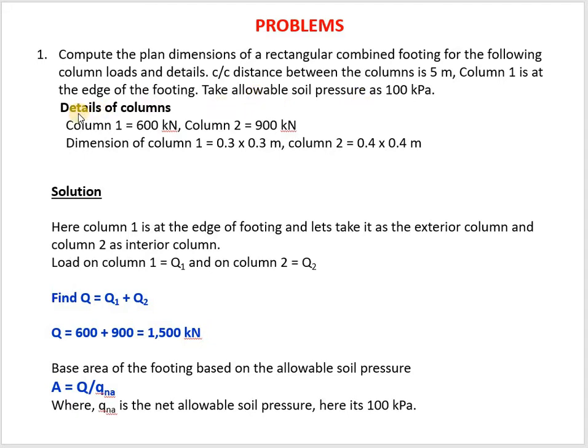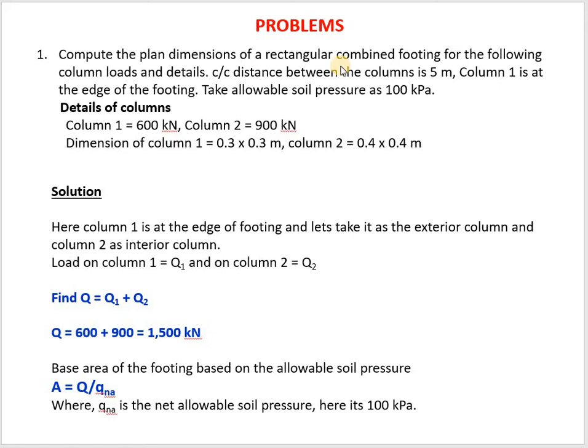Now these are the details of the columns. The load coming on column 1 is 600 kilonewton and the load coming on column 2 is 900 kilonewton. The dimension of column 1 is 0.3 by 0.3, and the dimension of column 2 is 0.4 by 0.4. So you will be given a question in this manner. You will be given the loads coming on the columns, the dimensions of the columns, and the center to center distance between the columns, and here it is asked for a rectangular combined footing. So you have to directly find the dimensions of a rectangular footing.